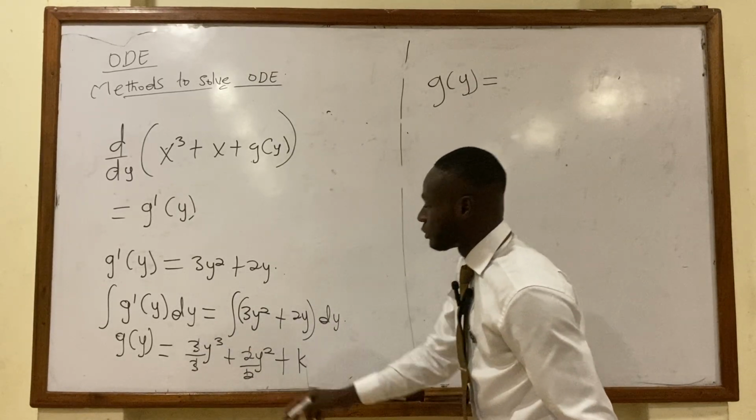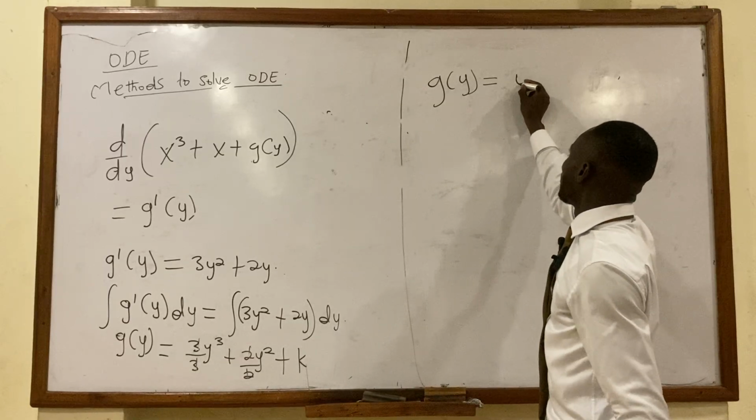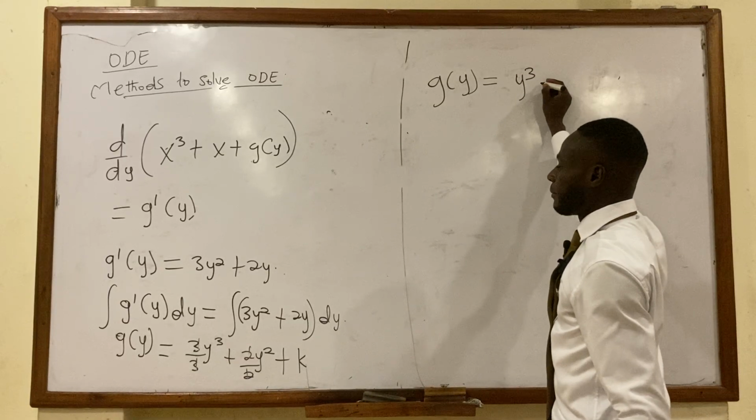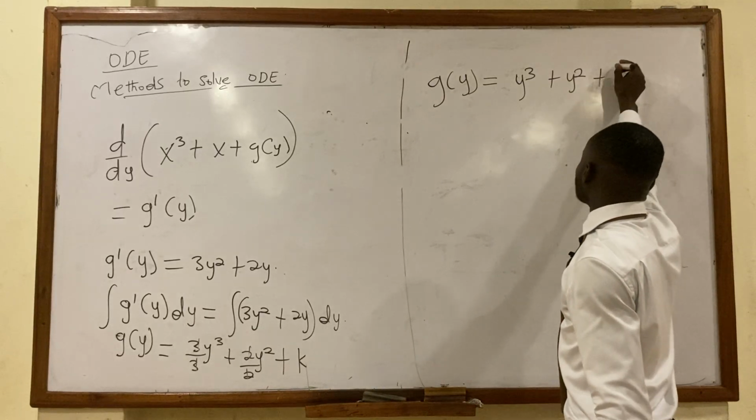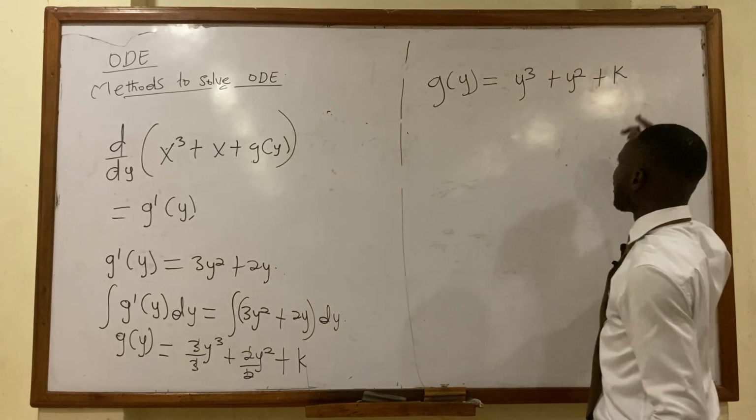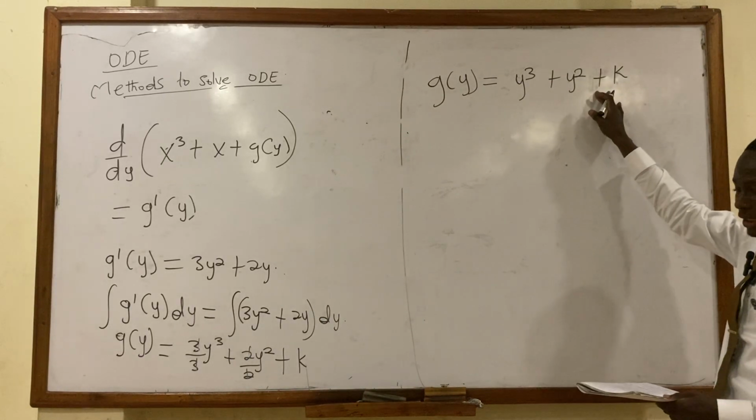So now we have g of y is equal to, this will take off this, right? And then this also takes off this. So we have y cubed plus y squared plus k. All right, so this is what we have now.